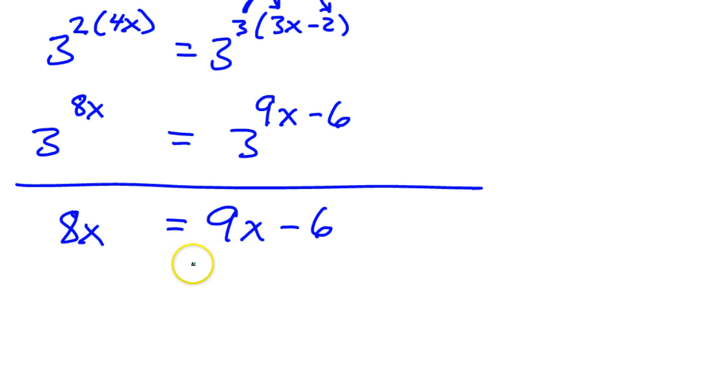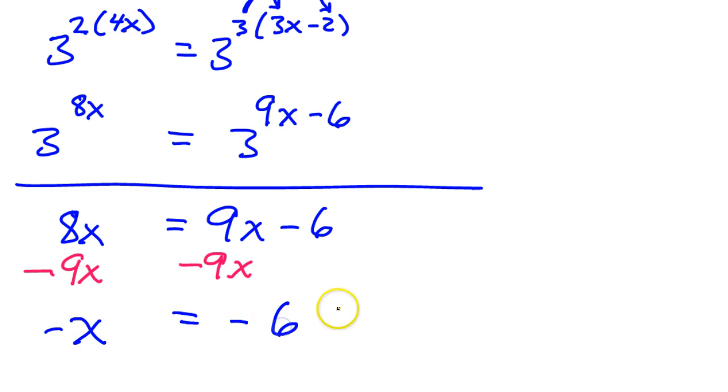What am I going to do now? What do we do now, man? Game over! Subtract 9x from both sides. So that's going to give me negative x is equal to negative 6.